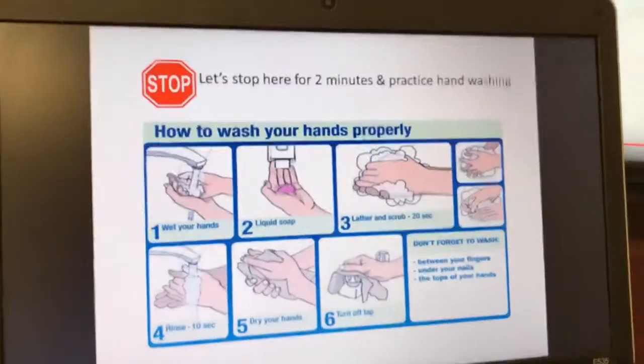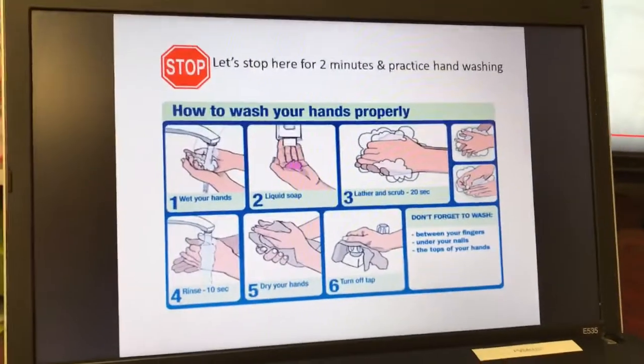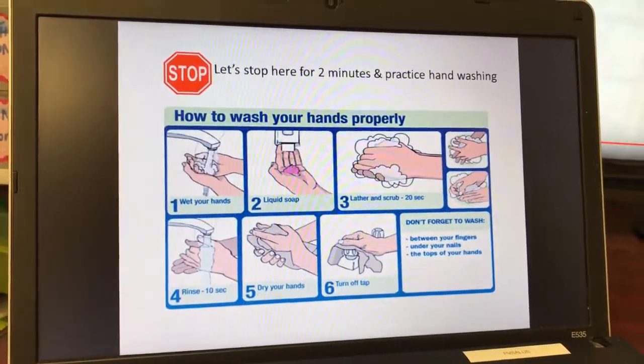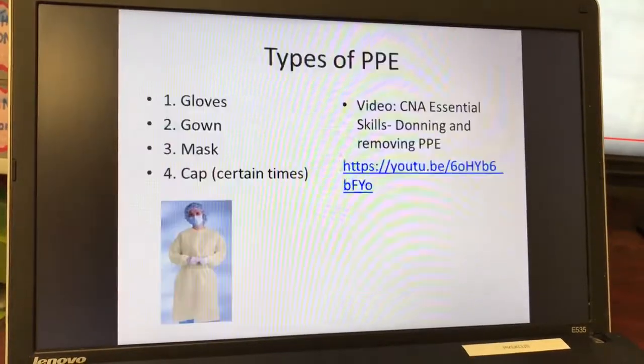And now here we're going to stop for 2 minutes and practice hand washing as a group, but not really for this video, so we'll skip.